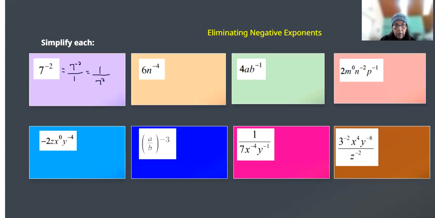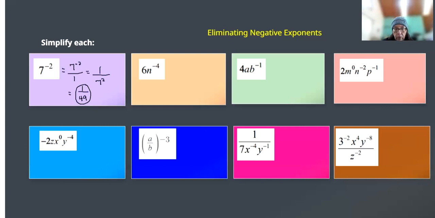All right. So what does this go down to? 7 squared. 7 times 7, 49. So 1 over 49. So right away, ding, ding, ding. One way you know that your answer is not simplified is if you still have negative exponents. You got to get rid of them. Let's take a look at this next one.